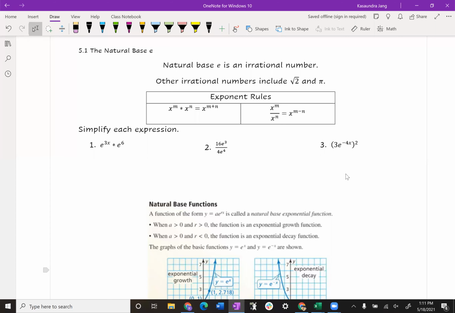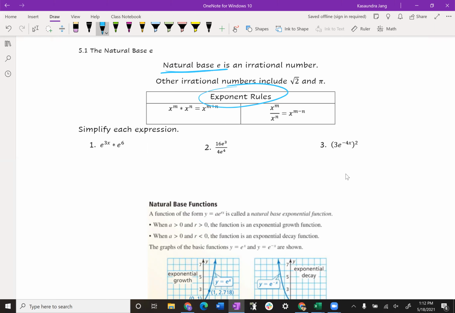All right, guys, let's look at 5.1, the natural base e. It says the natural base e is an irrational number. The other irrational numbers include things like the square root of 2, pi, that kind of thing. And we're going to use this natural base e with some exponent rules.